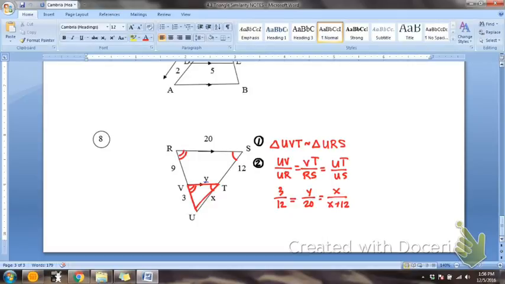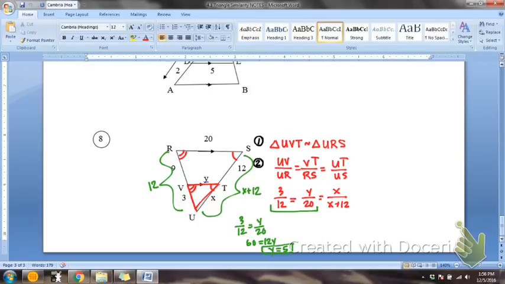Okay, so we've set up our proportions, so we're cross multiplying now. These two together. 3 over 12 equals y over 20. If we cross multiply, I get 60 equals 12y. So y is 5. Good. Make sure that when you're doing UR, we add 3 plus 9 is 12. When you're doing SU, you add x plus 12 to get x plus 12.